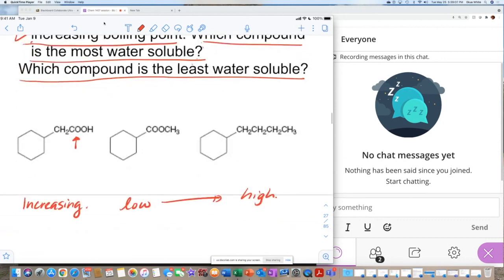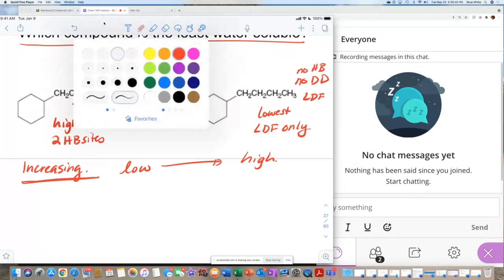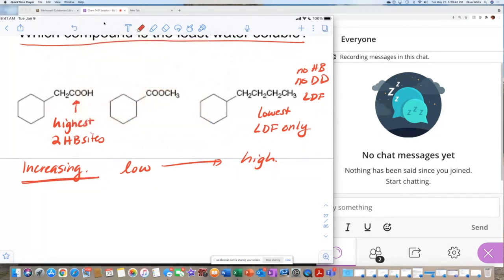So this is my highest. Why? I have two hydrogen bonding sites. This is my lowest. Why? I have no dipole-dipole, no hydrogen bond. All I have is LDF because this whole molecule has just carbon and hydrogen. Lowest because I have LDF only. So I still haven't answered my question. To answer it, I have to order these in increasing order, so I'll go from the lowest.